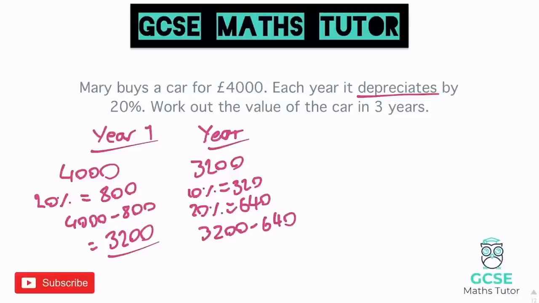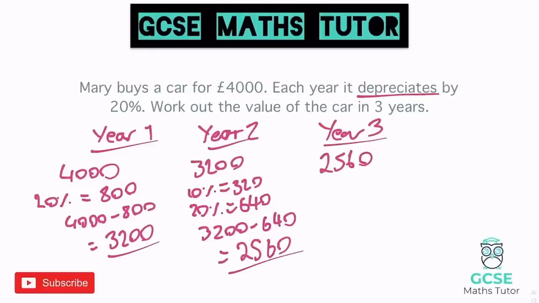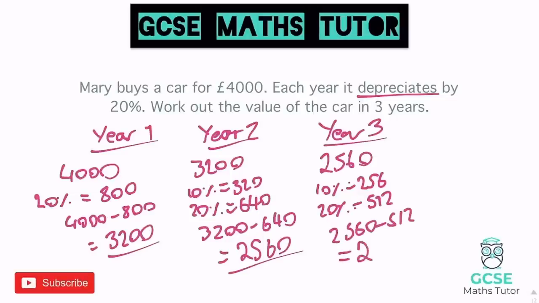Take away 640 there, gives us 2,560. And we can finish this off on year 3. So our value is 2,560. 10% of that is 256. So 20% will be 512, and then we can subtract 512, so 2,560 take away 512 leaves us with a final value there of £2,048, and that'd be our final answer.